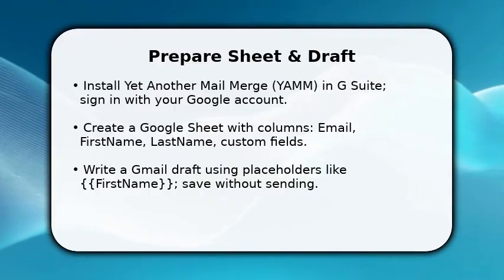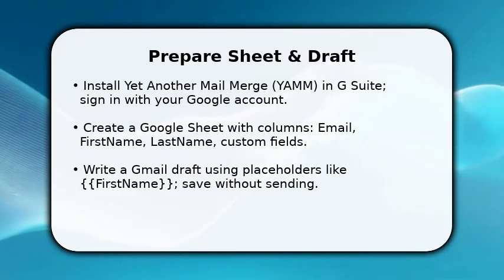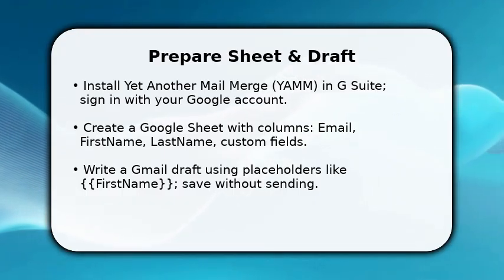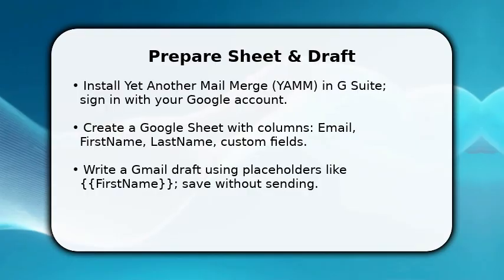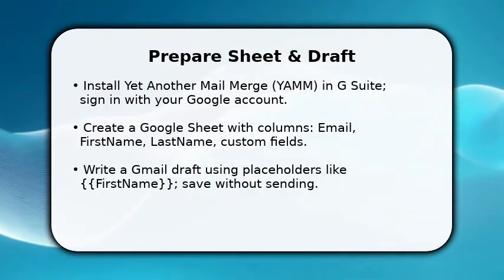Start now by opening the Google Sheet you will use. You already added email and contact columns. Next, compose a Gmail draft and insert placeholders that match your column headers, for example, first name. Once done, install and authorize Yamm to access the sheet in Gmail.